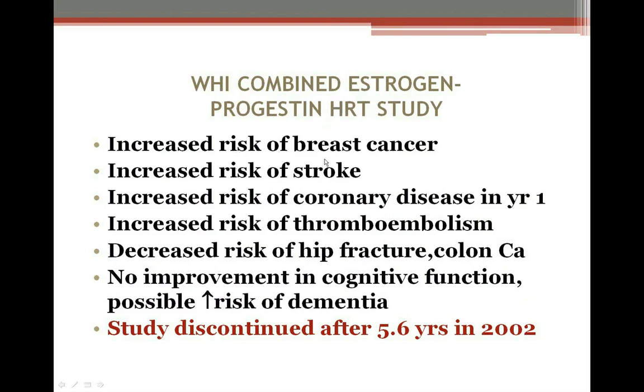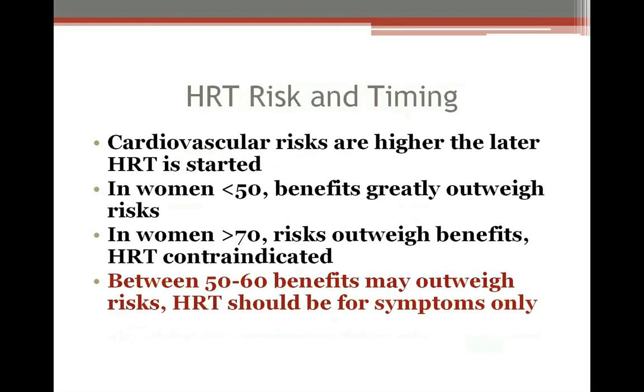And what the study found, and this is for the combined estrogen progestin hormone replacement trial, the women receiving both hormones, was an increased risk of breast cancer, an increased risk of stroke, an increased risk of coronary disease in year one, and an increased risk of blood clots. There was a decreased risk of hip fracture and possibly a slight decreased risk of colon cancer. There was no improvement in cognitive function and possibly an increased risk of dementia in this group. And because of the findings involving breast cancers, stroke, and heart attacks, the study was discontinued after five years, 6 months in 2002, and women who were on the study were advised to go off the hormone replacement therapy.